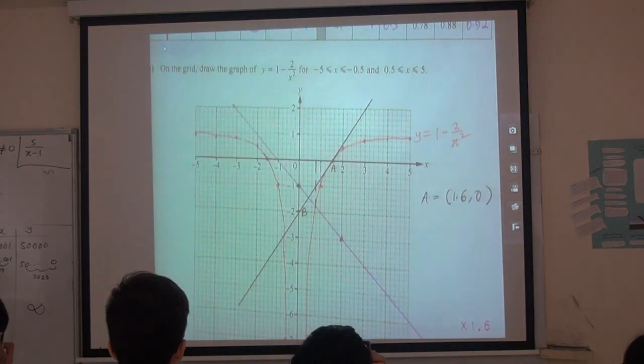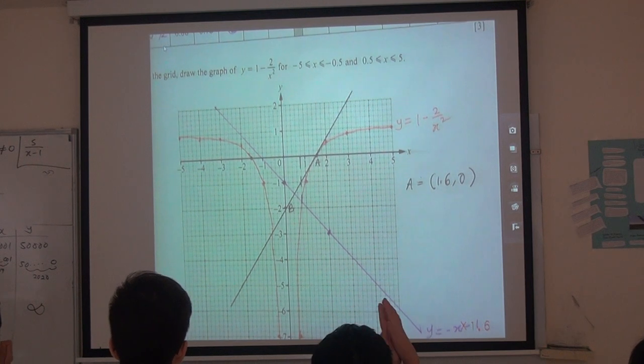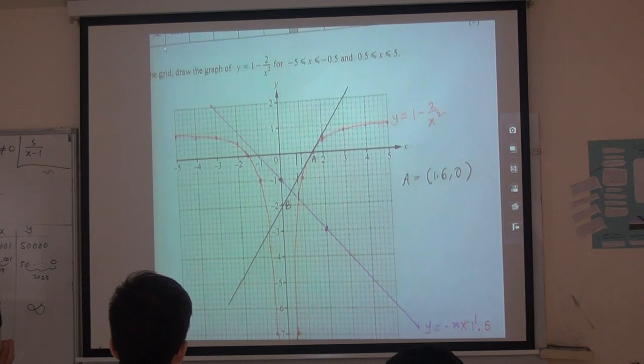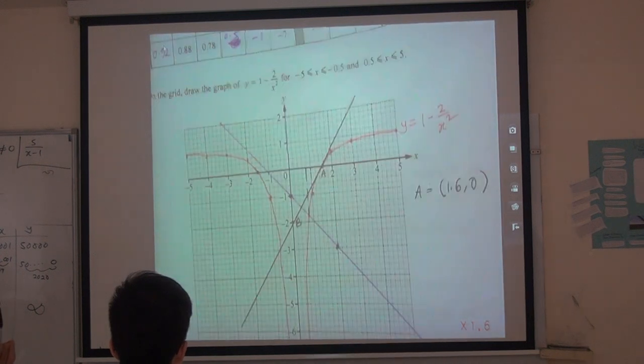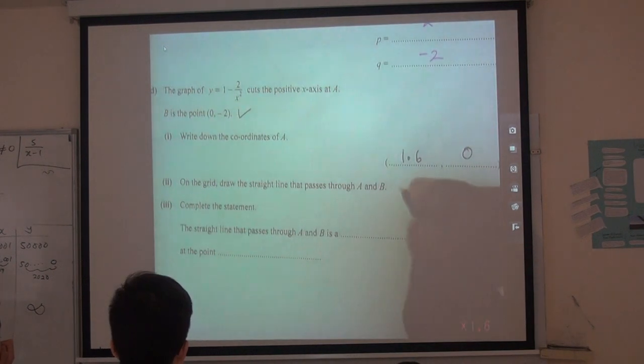What do you think this line is? It's a tangent to that part of the curve, right? It's a tangent to the curve at that point. Well, maybe they ask a question on tangent, I don't know. It's just observation, all right? Okay, so we just did that.